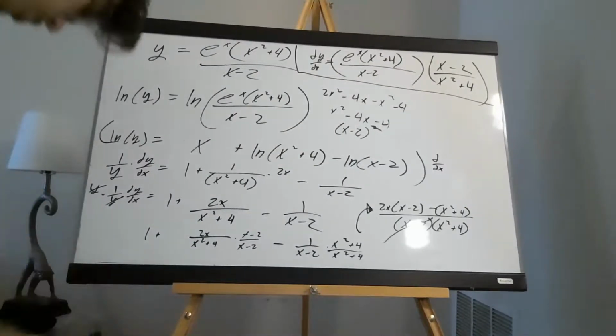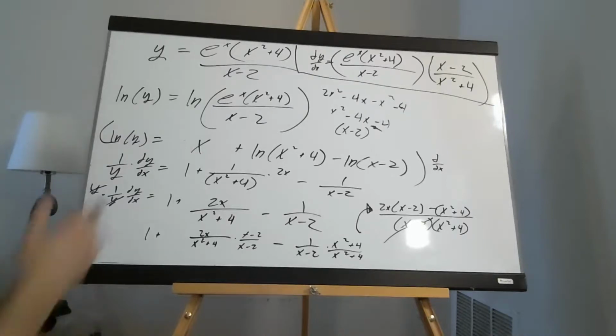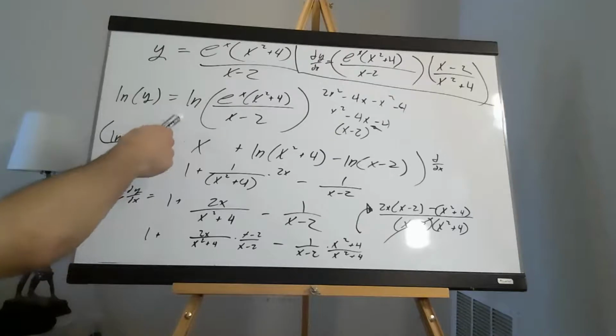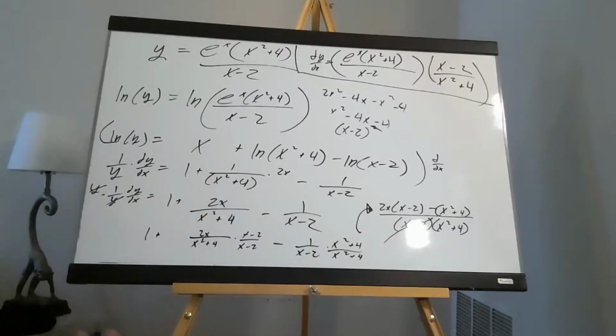I'm going to walk you through it. Don't worry. The first thing I did was I took the natural log of the entire expression. What that left us with, by log properties, so we know that the natural log of e to the x is just equal to x, and that is without differentiating, that is just algebra, that's a log property. So we got natural log of y equals x plus the natural log of x squared plus 4.